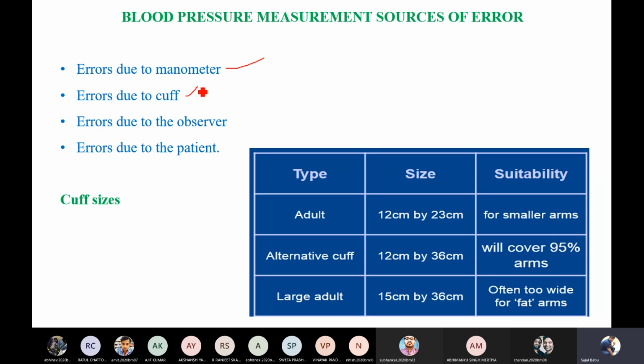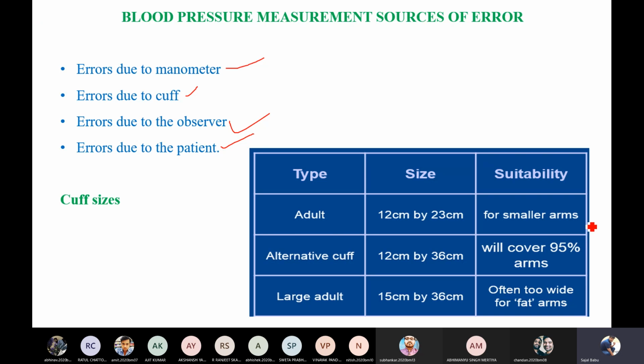Then there are errors due to your observer, which is your observing error, and then errors due to the patient. Whenever you place the cuff on the patient's arm, if the patient moves his arm, then there may be some chance of error in your BP reading. So these are the various sources of error.